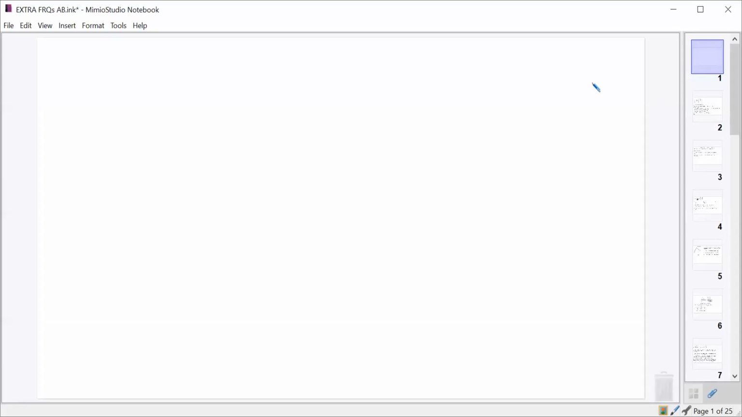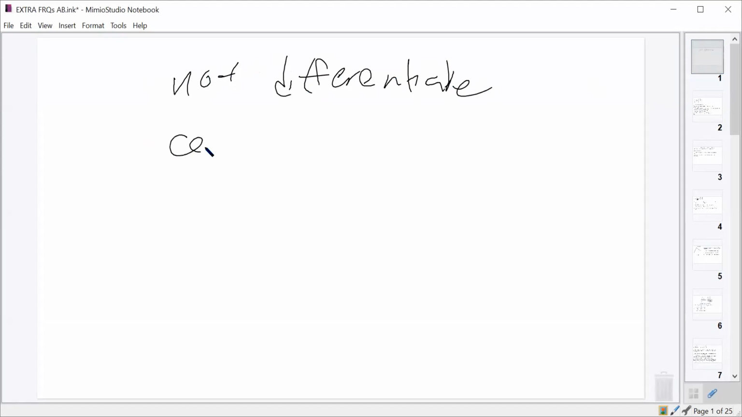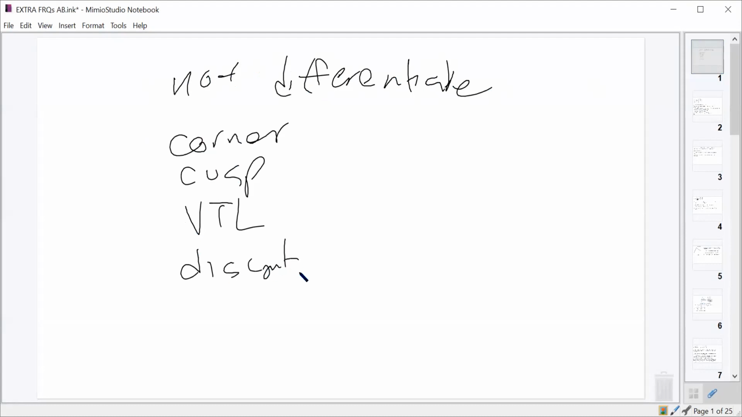First off, when we talk about differentiability, we know that a function is not differentiable at a point if one of 4 criteria is met. So not differentiable if we have a corner, if we have a cusp, if we have a vertical tangent line, or if we have a discontinuity.